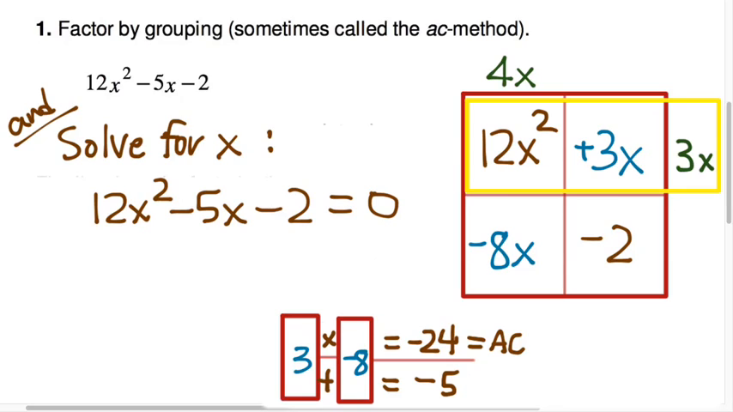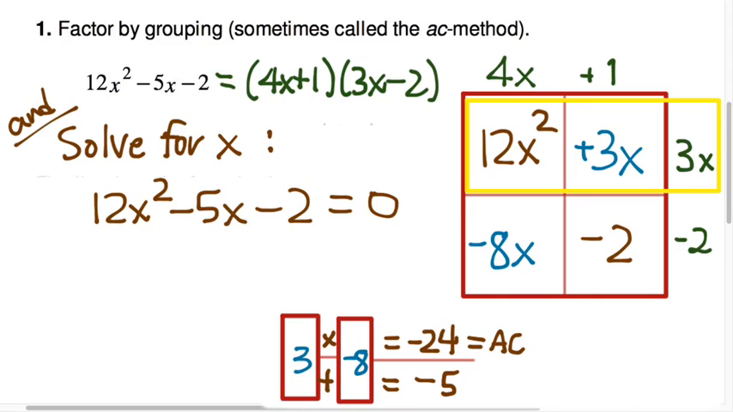Don't forget that x. And then 3x times what is going to give me 3x? That's just 1. And then my last square, 1 times what is going to give me -2? -2. And so that's where my factorization comes from when I use the AC method on this. 4x plus 1, 3x minus 2.